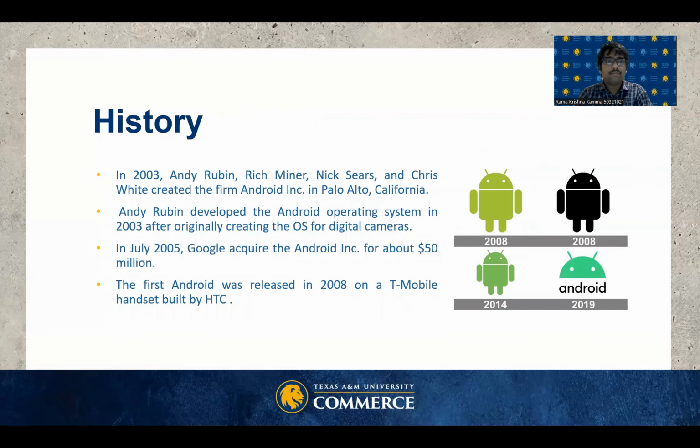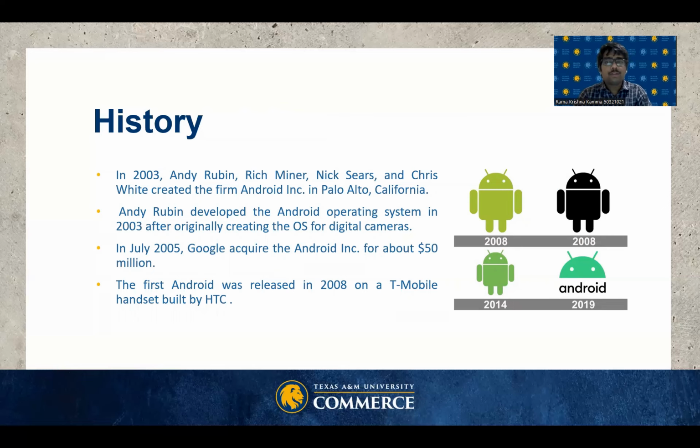Let us deep dive into the history of Android. Android's era started in 2003, created by Andy Rubin, Rich Miner, Nick Sears, and Chris White at Android Inc. in California. At first they thought the Android system would be used for cameras, but they realized it had more importance in mobile phones, so they converted from digital cameras to mobile phones.